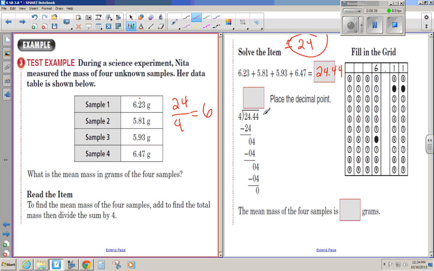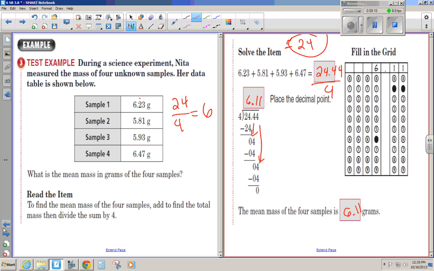So let's work it out. 24.44 divided by 4. Well, 4 goes into 24 6 times. Drop down the 4. It goes in there 1 time. That's 4, that's 0. Drop down the 4. 1 more time, and you get a remainder of 0. So the mean mass of the 4 samples is 6.11 grams.